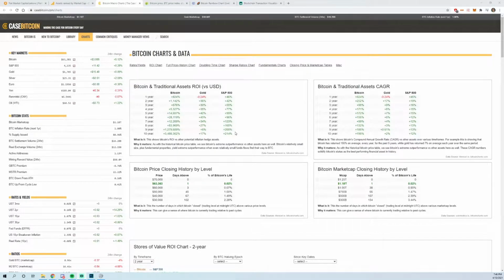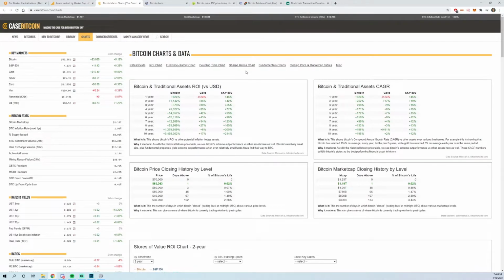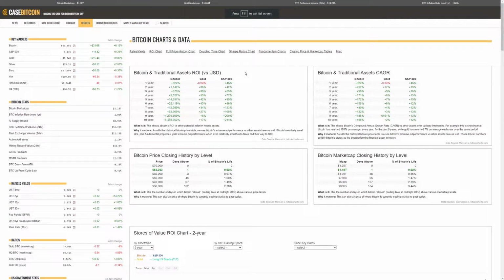Sort of a lot of data points to digest here, and a point where I wouldn't blame you if you hit pause and zoomed in a little bit to take some thoughts here. We're looking at Case Bitcoin, making the case for Bitcoin every day. What a cool visualization here. But they've got Bitcoin broken down with ROI by year and then relative to gold and the S&P 500.